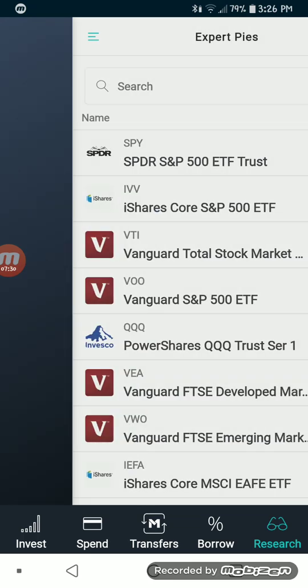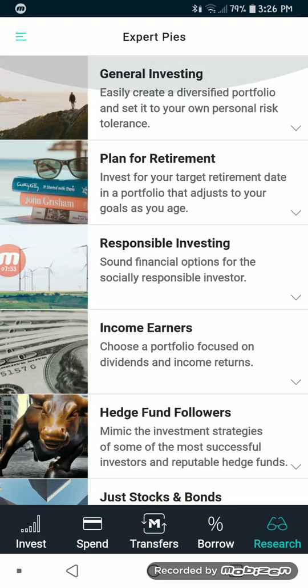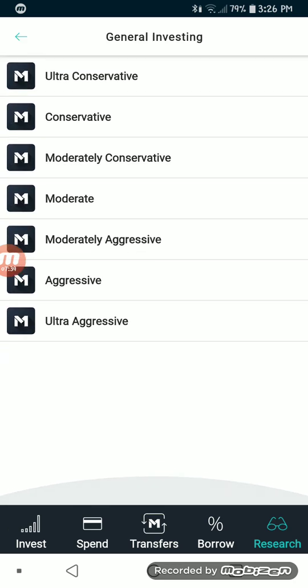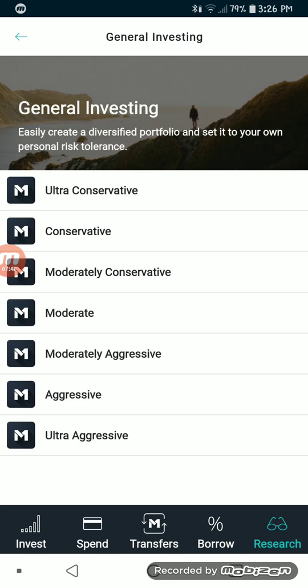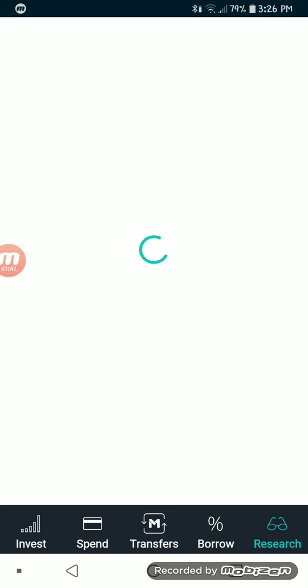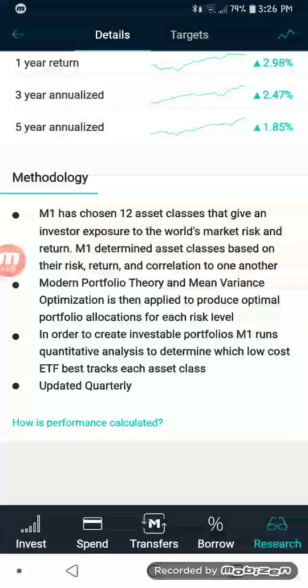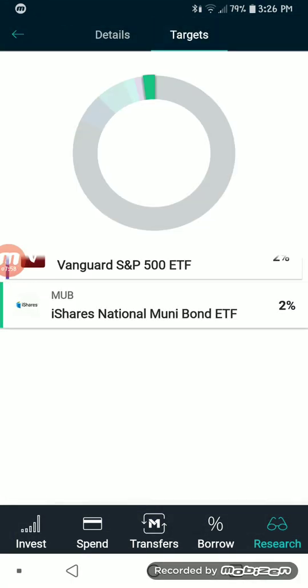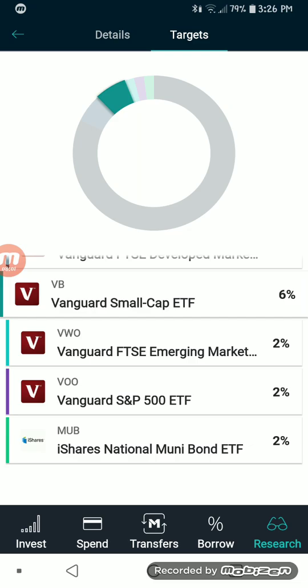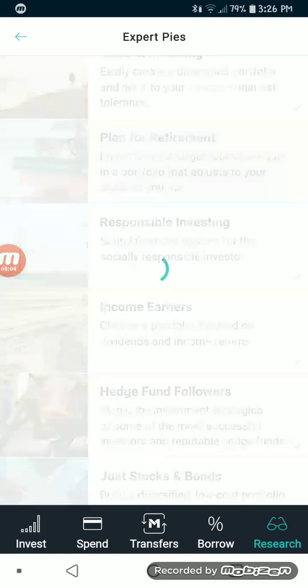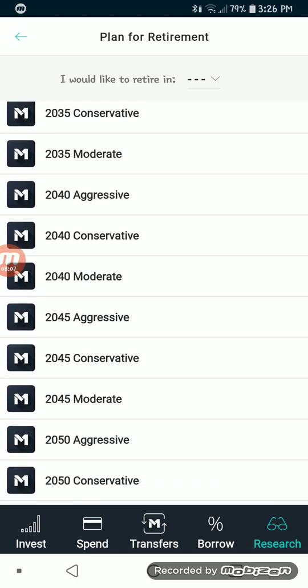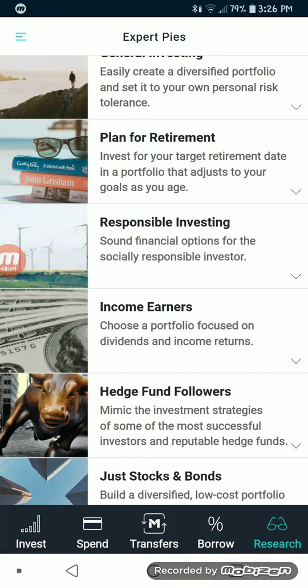They also have expert pies. So these are preset pies that people make. So for example, general investing, there's specific pies. If you're ultra conservative, if you're aggressive, ultra aggressive, you pick how comfortable you are with investing, and this is a general investing portfolio that has different stocks and ETFs inside of it. So this is the ultra conservative, a lot of information here and targets as well, so all the stocks that this invests in. And then so yeah, there's a lot of planning for retirement, what year you're planning on retiring, and it's going to create a portfolio for you.